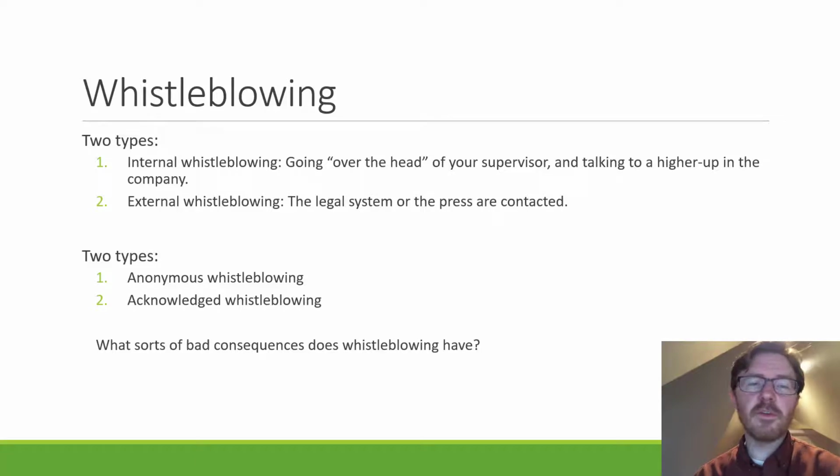Two types of whistleblowing, and another way of dividing it is acknowledged whistleblowing versus anonymous whistleblowing. So anonymous whistleblowing, your name isn't attached. That doesn't mean that it couldn't come back to haunt you, that there couldn't be some way that you're outed, that people find out what your name is. But to start with, your name isn't attached. And acknowledged whistleblowing involves letting people know exactly who you are.